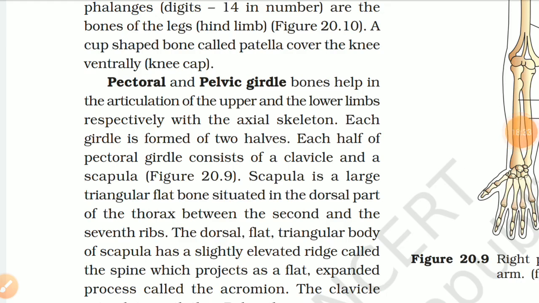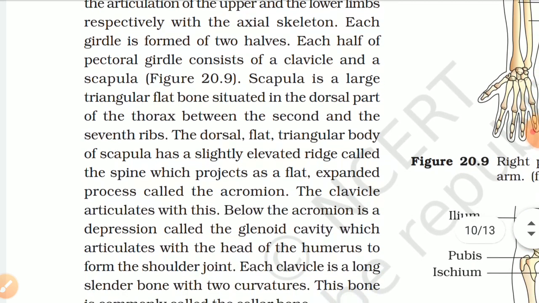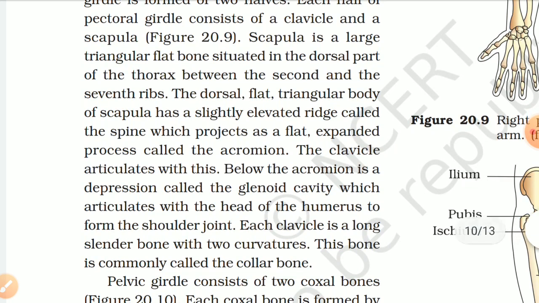Each girdle is formed of two halves. Each half of the pectoral girdle consists of a clavicle and a scapula. Figure 20.9. Scapula is a large triangular flat bone situated in the dorsal part of the thorax between the second and the seventh ribs. The dorsal flat triangular bone of the scapula has a slightly elevated ridge called the spine, which projects as a flat, expanded process called the acromion. The clavicle articulates with this.